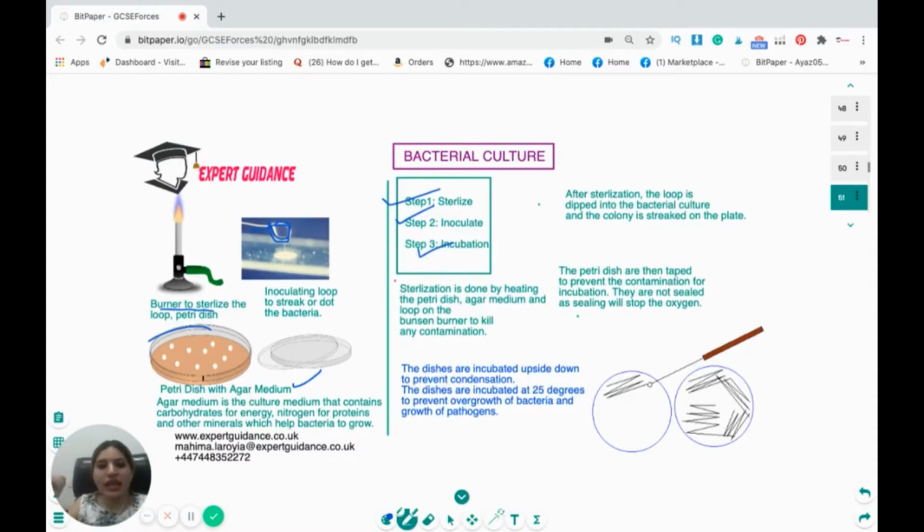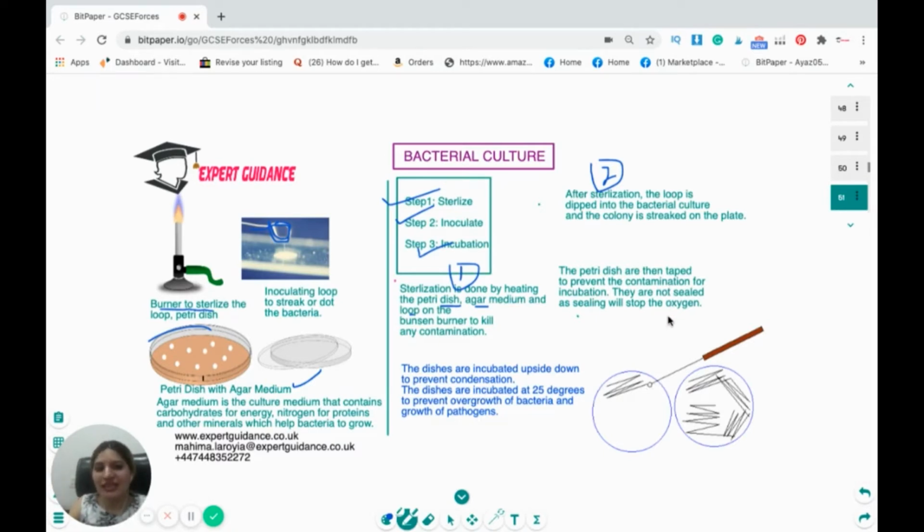bacteria to grow. Now, first we sterilize the petri dish, agar medium, and the loop on the Bunsen burner to kill any contamination. That is the first step, which is sterilize. After sterilization, the loop is dipped into the bacterial culture and the colony is streaked on the plate. So you can see we are doing some streaking on the plate. The petri dishes are then taped to prevent contamination for incubation.